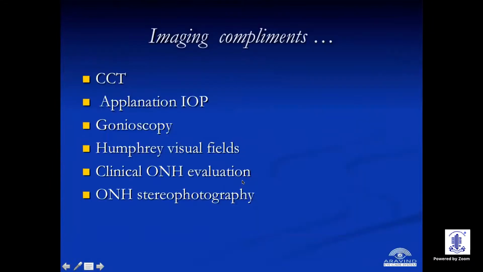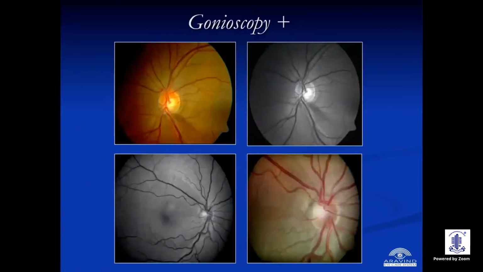This is the HRT3. And as Professor Tanuj Dada was repeatedly saying, imaging just complements our intraocular pressure, gonioscopy, which is very important, the Humphrey visual fields, and most importantly, the clinical ONH evaluation. Postgraduates should know that they will miss a lot of glaucoma if they don't do a gonioscopy. All glaucoma suspects have to undergo an undilated gonioscopy, and it is worth the effort to know how to identify.